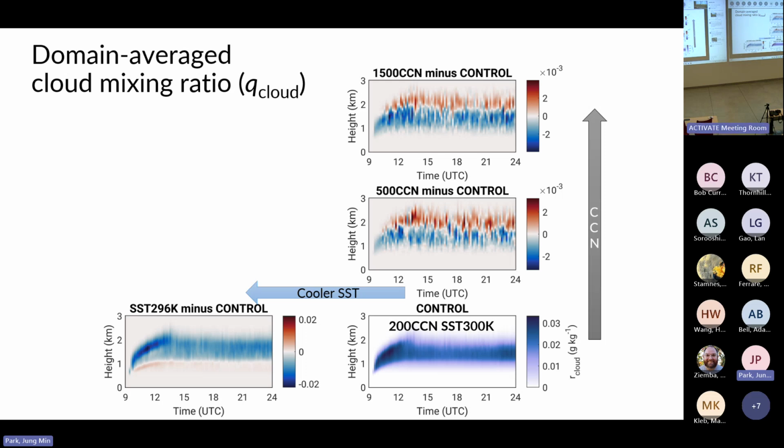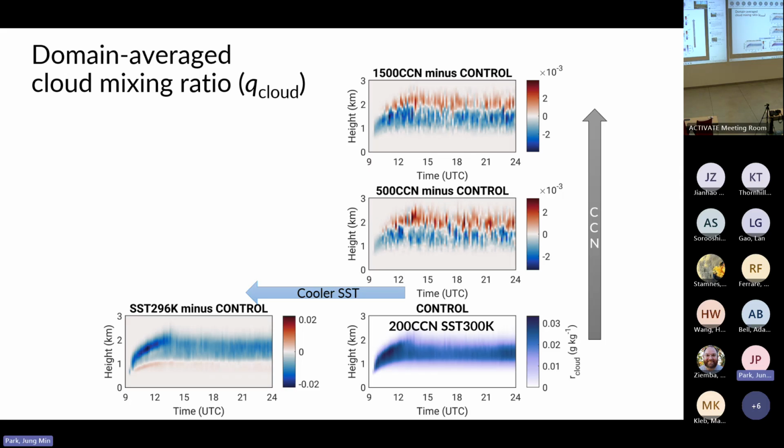Again, this is the domain average, so the x-axis is time and the y-axis is height. In the control simulations, during the first 3 hours of the simulations, cloud mixing ratios increase with time, and after that, the domain mean cloud mixing ratio stays fairly constant.